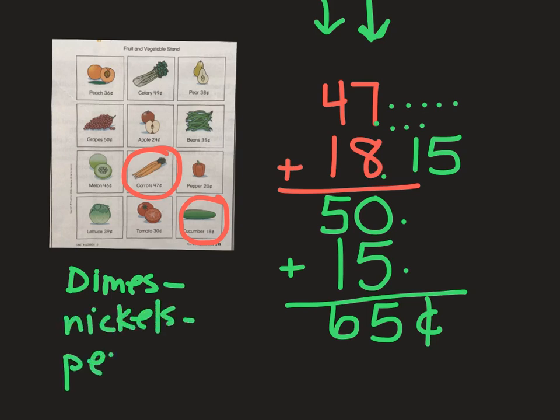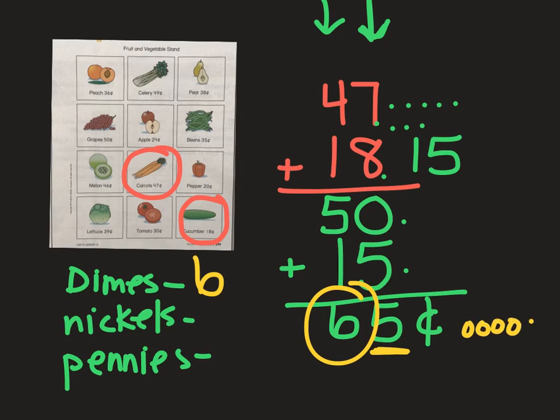and how many pennies. So to find my dimes, I look here to my tens place. That's 6 dimes. For the nickels and pennies, I look here to my ones place. 1, 2, 3, 4, 5 is what I have in my ones place, and that is 1 nickel. If I have that as 1 nickel, then I am left with 0 pennies. So 6 dimes, 1 nickel, and 0 pennies.